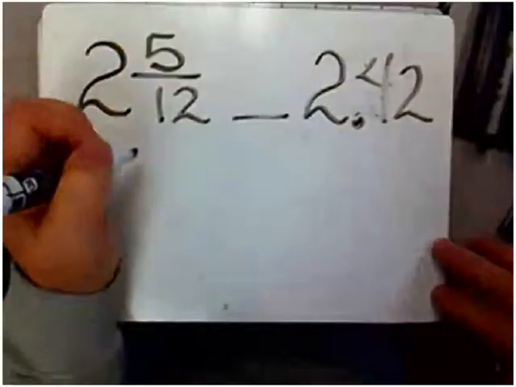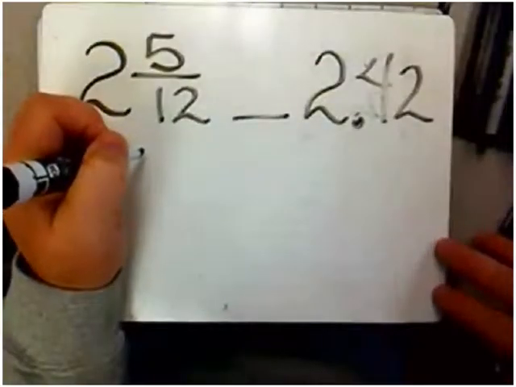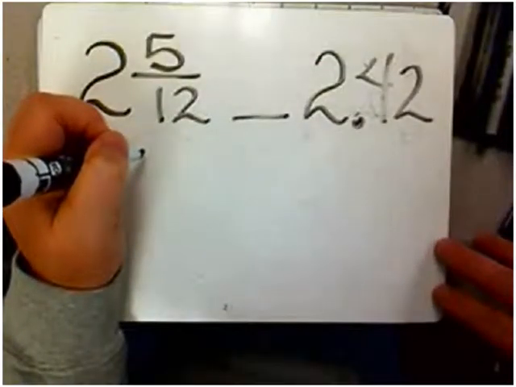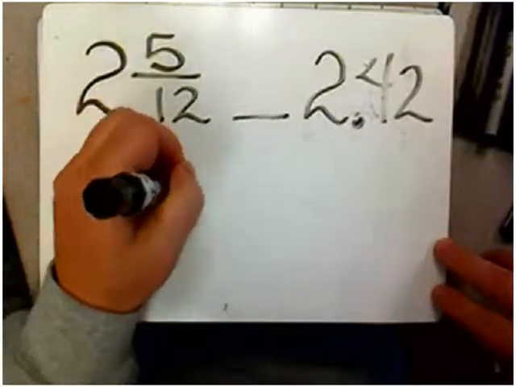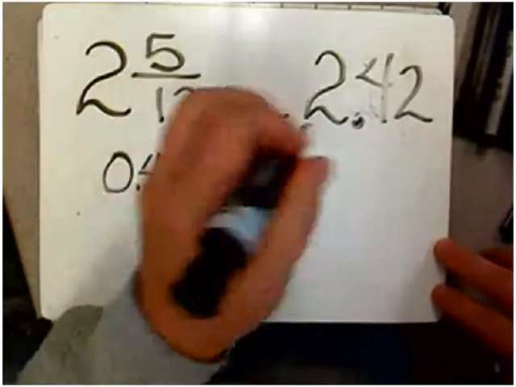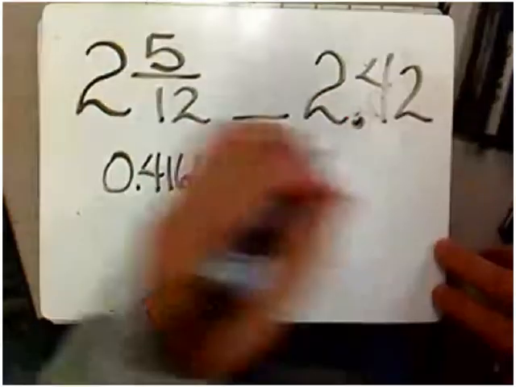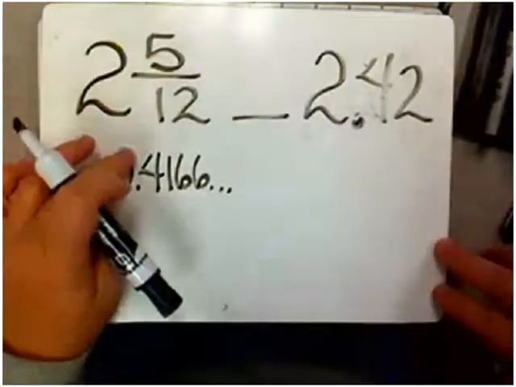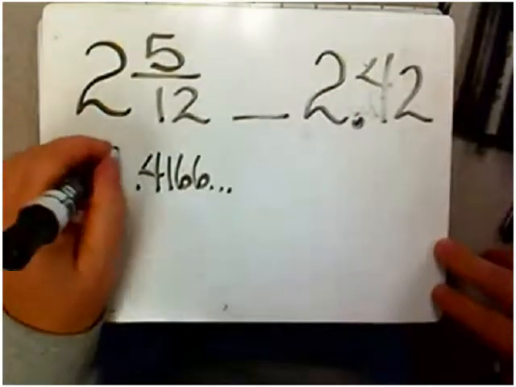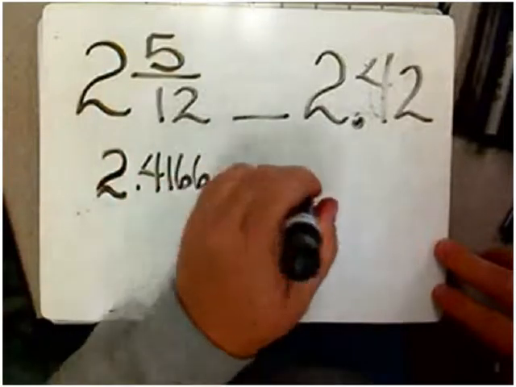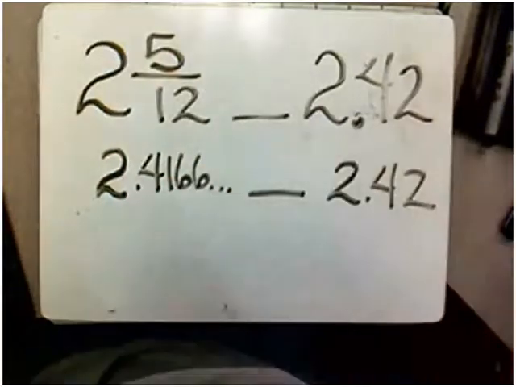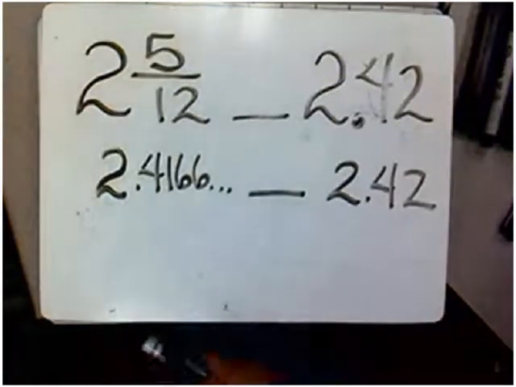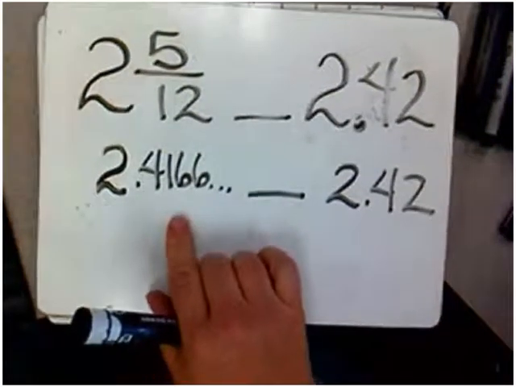So what's the decimal equivalent of 5/12? 5 divided by 12 equals 0.416666. Technically, it'd be 2.4166666. Yep. And then that compared to 2.42 terminated. The 5/12 is greater. Be careful.